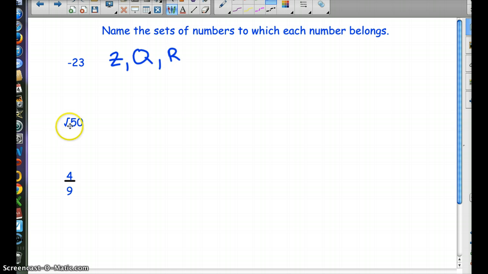Square root of 50. If you punch the square root of 50 into your calculator, you're going to notice it doesn't terminate or repeat, so it's going to be an irrational number. And of course, all irrational numbers are real numbers. And then 4/9, this is a fraction, so this is going to be a rational number. It can be written as a fraction. And again, it's going to be a real number.